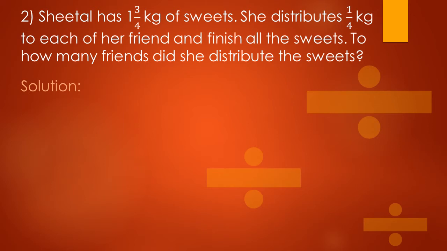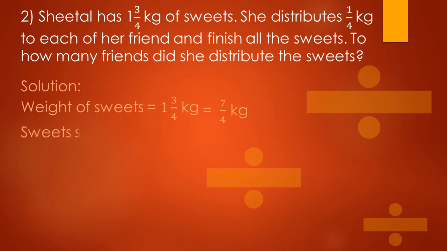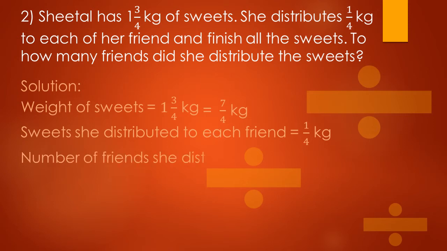So the first statement is weight of sweets is equal to 1 3/4 kilograms, and 1 3/4 is a mixed number. So first we convert it into an improper fraction. 4 1s are 4, 4 plus 3, 7. So the fraction is 7/4 kilograms. The second statement is sweets she distributed to each friend is equal to 1/4 kilogram. And the third statement is number of friends she distributed the sweets to is equal to 7/4 divided by 1/4. To divide, first change the division sign to a multiplication sign and multiply by the reciprocal of the divisor, which is 4/1.